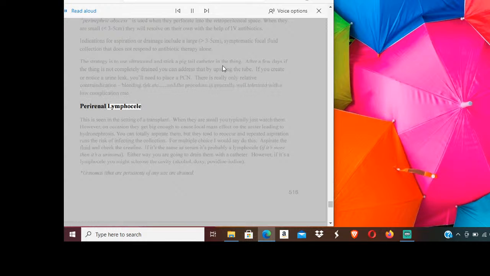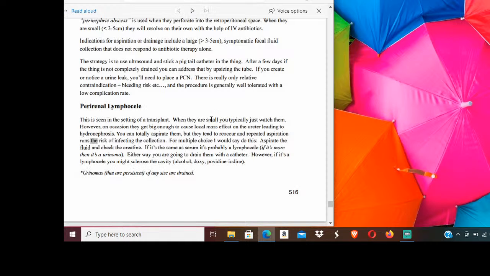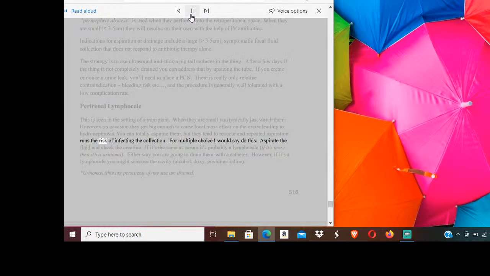Perirenal lymphocele. This is seen in the setting of a transplant. When they are small, you typically just watch them. However, on occasion they get big enough to cause local mass effect on the ureter leading to hydronephrosis. You can totally aspirate them, but they tend to reoccur, and repeated aspiration runs the risk of infecting the collection.